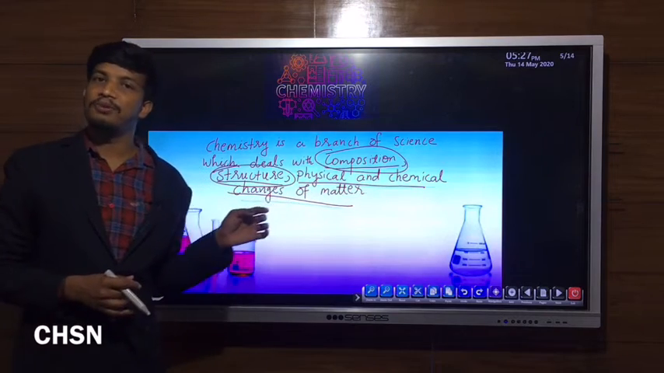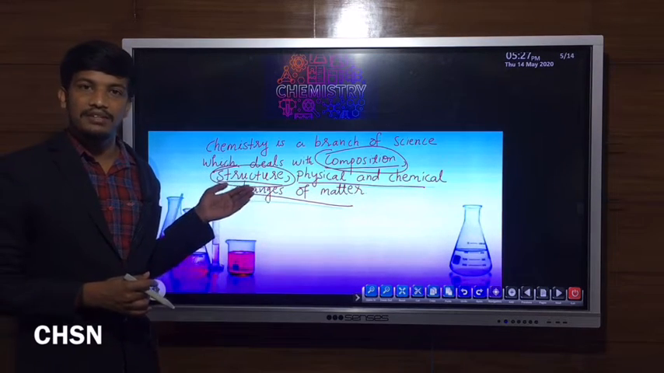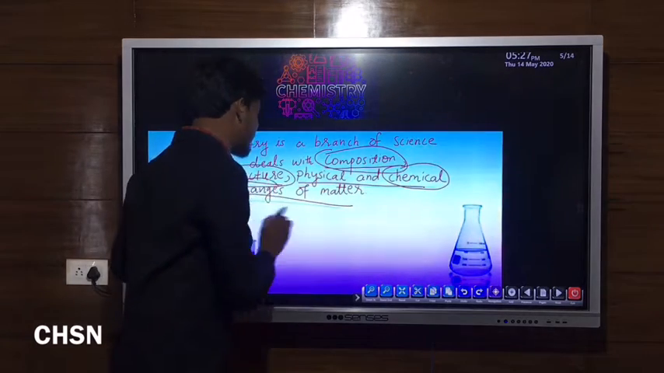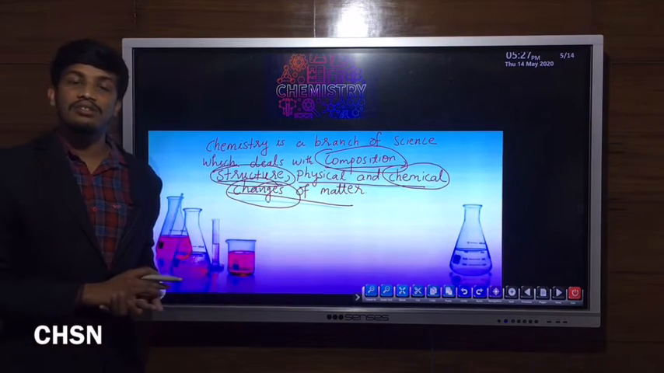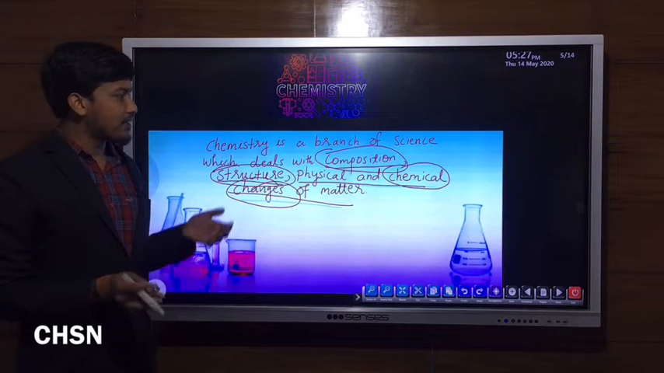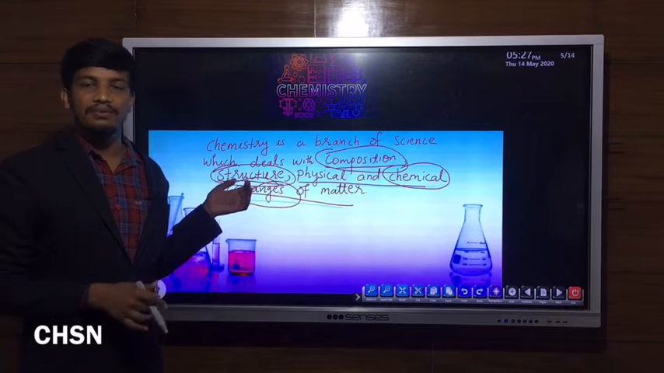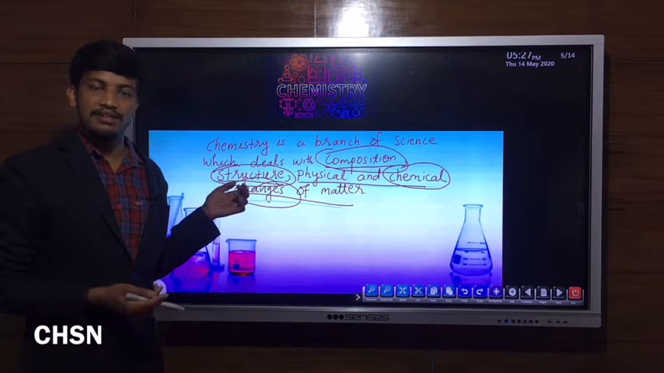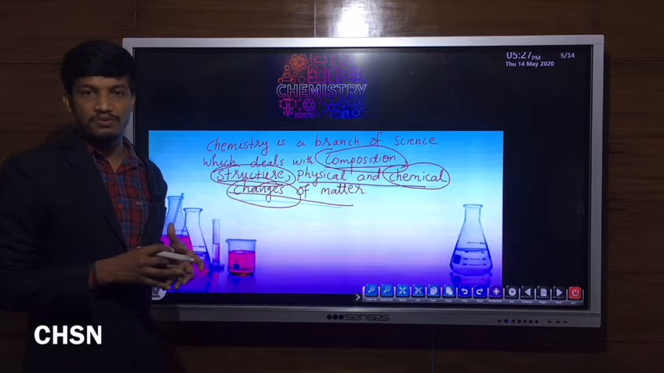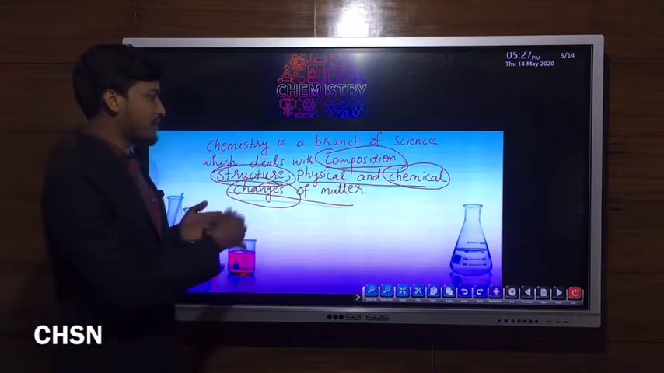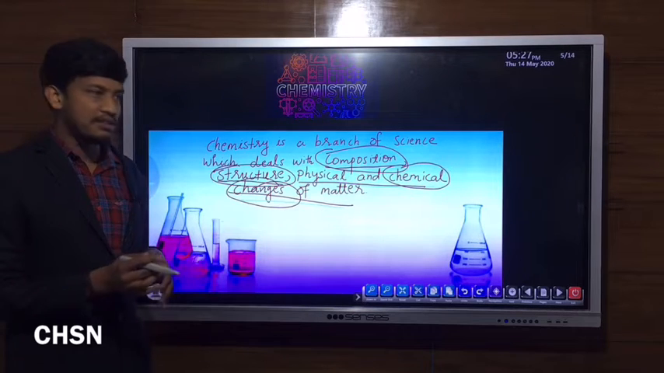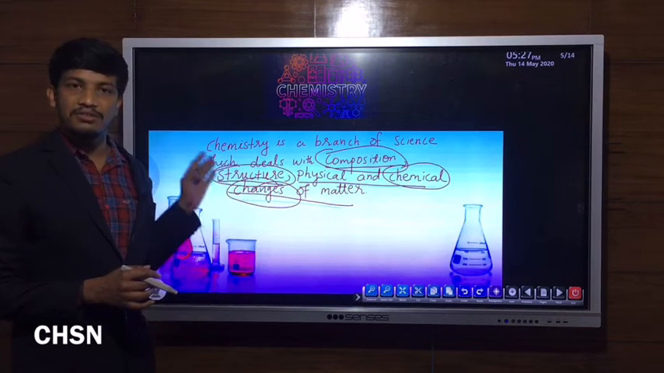also we will study chemical changes of matter. So what do we mean by chemical changes of matter? Chemical changes of matter means there should be a change in chemical properties. That is, how does one form of matter react with other forms of matter? So, chemical reactions, the interaction between the different forms of matter. How does one form of matter react with another substance? That is chemical changes of matter.